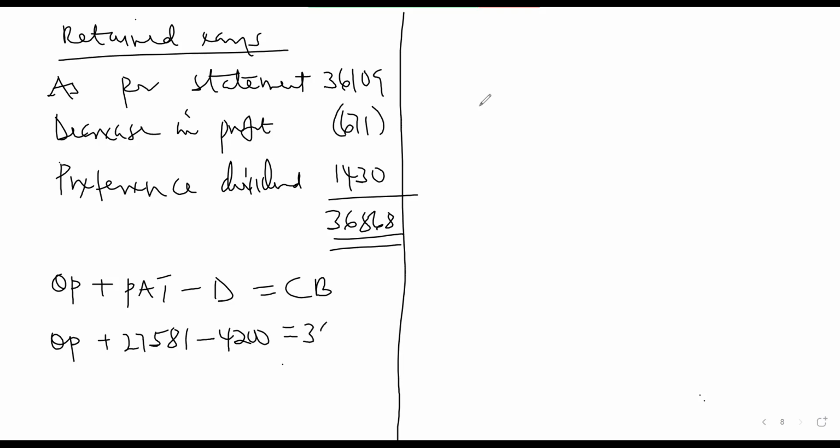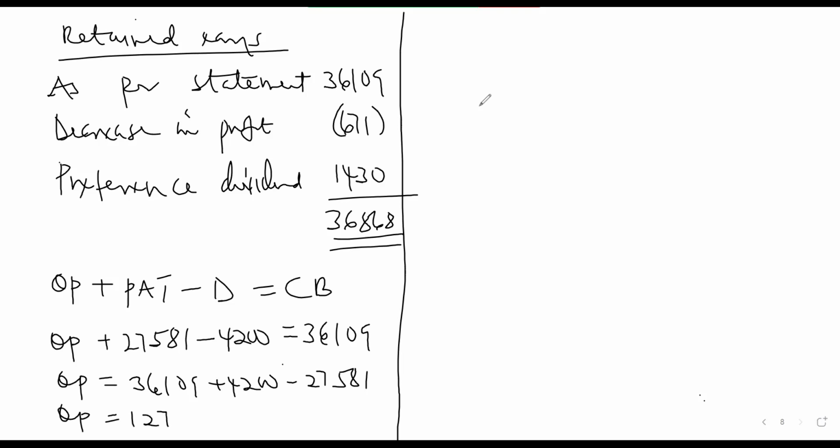Then the closing balance of the retained earnings in the draft financial statement is what? 36,109. So let's now find the opening balance. We now have 36,109 plus 4,200 minus 27,581. What are you having as the opening balance? 12,728. Okay.